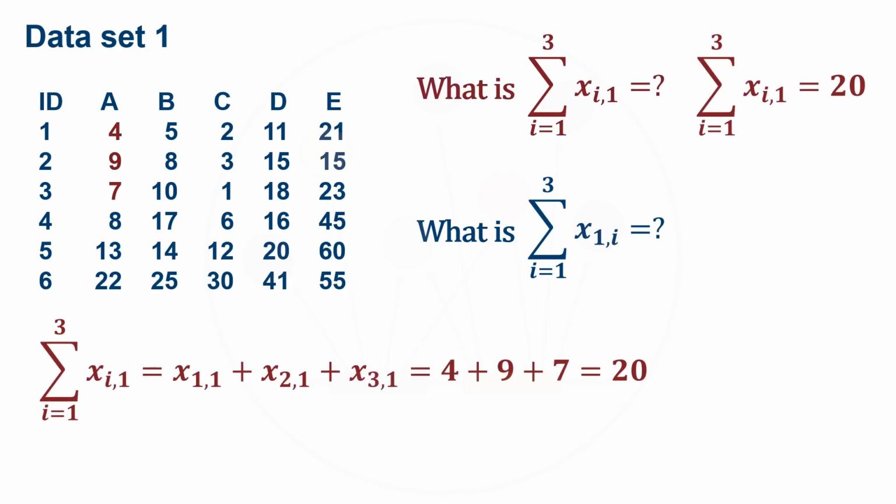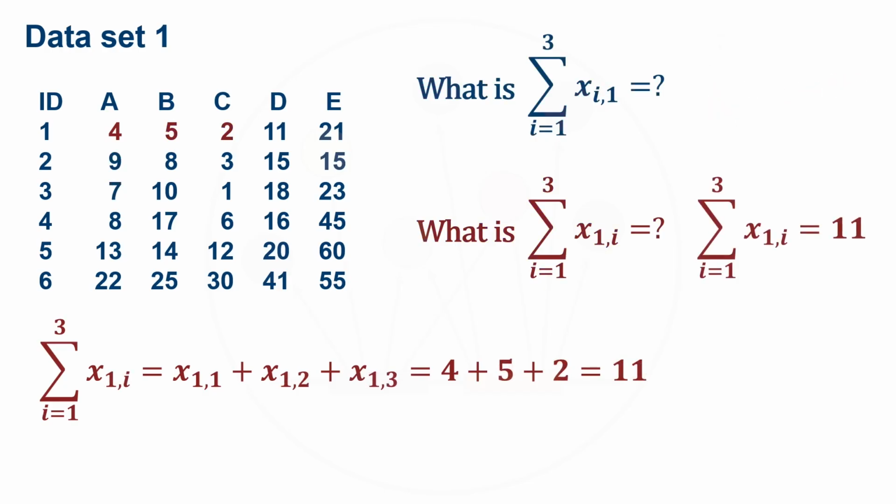Okay, the summation from i equals 1 to 3 of x_i,1 is x_1,1 plus x_2,1 plus x_3,1. You can see that letter i is changing from 1, which is the start, as represented below the sigma, up to 3, which is the number at the top of the sigma. We find those values in the data table, and that's the 4, the 9, and the 7. And then we add those up. 4 plus 9 plus 7 equals 20.